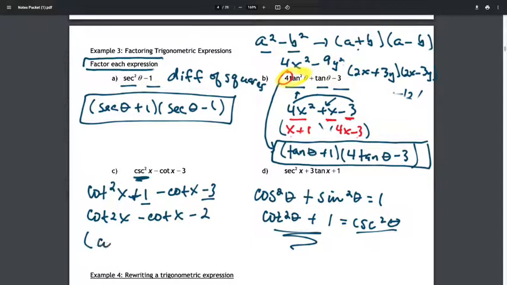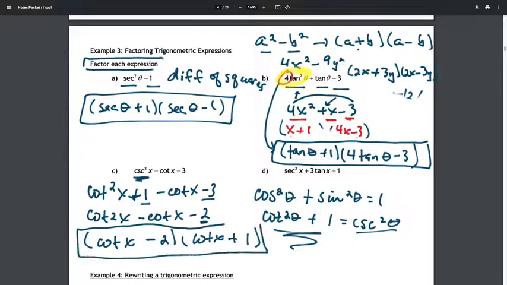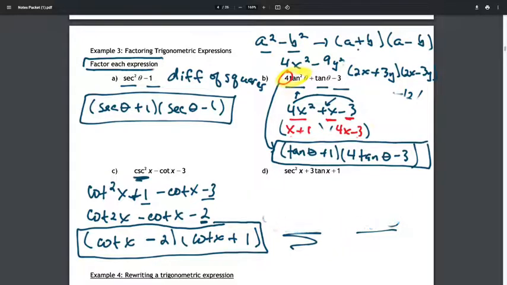And then when you factor that, it'll be cotangent x in the first set of parentheses, cotangent x in the second set. You know that the numbers need to be 2 and 1 to multiply to be that negative 2. Then you want to combine in the middle to be a negative number, so the bigger number needs to be negative. So these are the factors for that one. All right, let's do the next one.